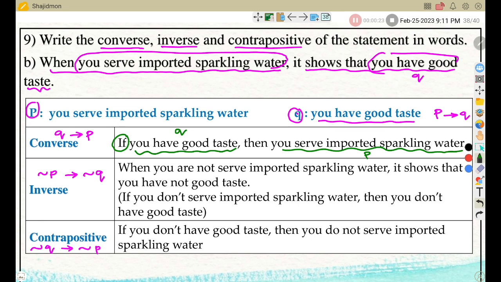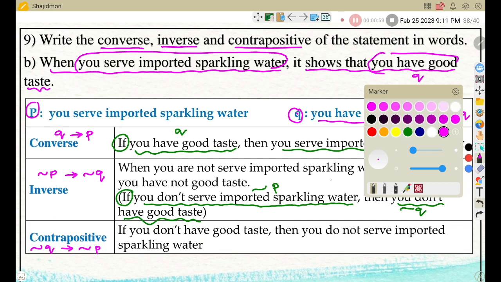Now the inverse statement, negation of P implies negation of Q. You can write it in two ways; I have written them here. One way, starting with the if first: negation of P, you don't serve imported sparkling water, then negation of Q, you don't have good taste, correct? So negation of P, here negation of Q, this is correct.